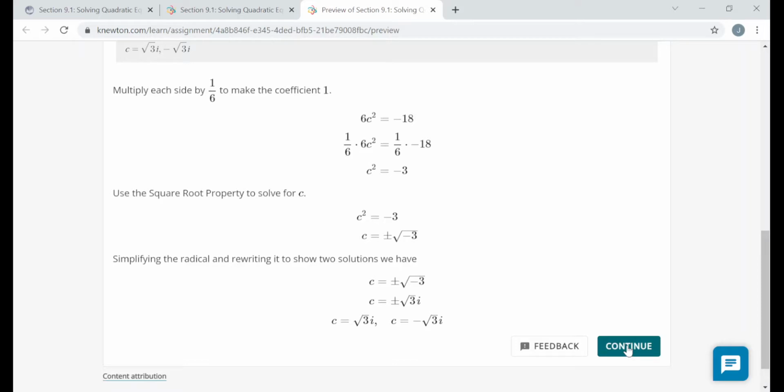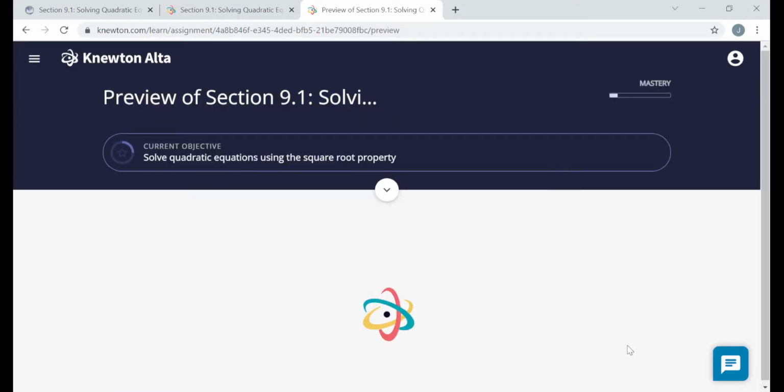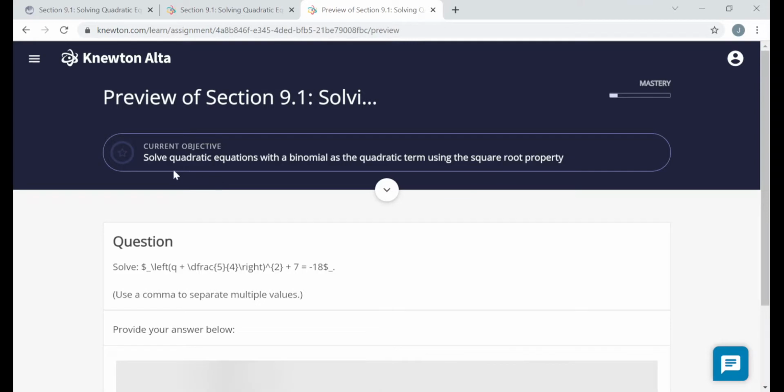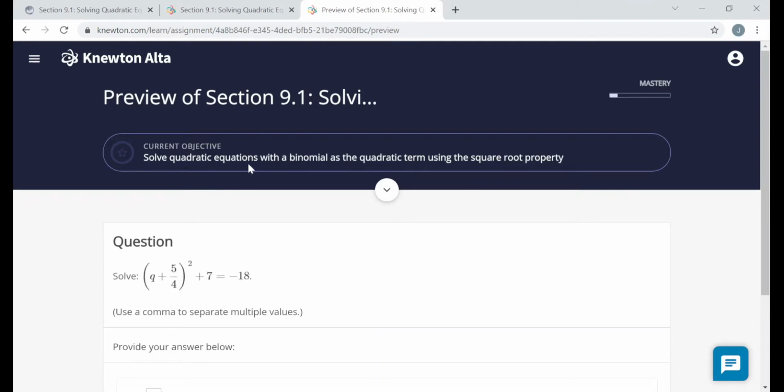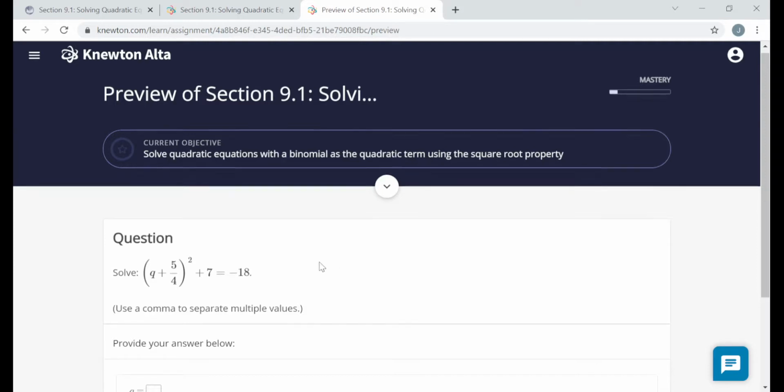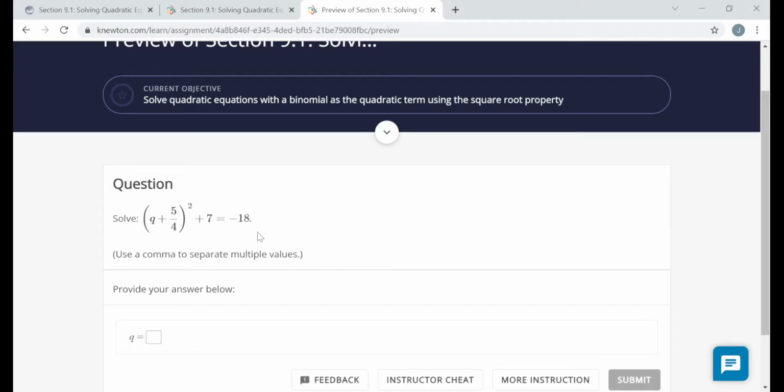All right, so moving on here. This is on the other objective, solve quadratic equations with a binomial as the quadratic term, the term that's being squared, using the square root property. So again, we're asked to solve an equation where there's a square, some expression with variables squared. And if there are multiple answers, separate them with commas.